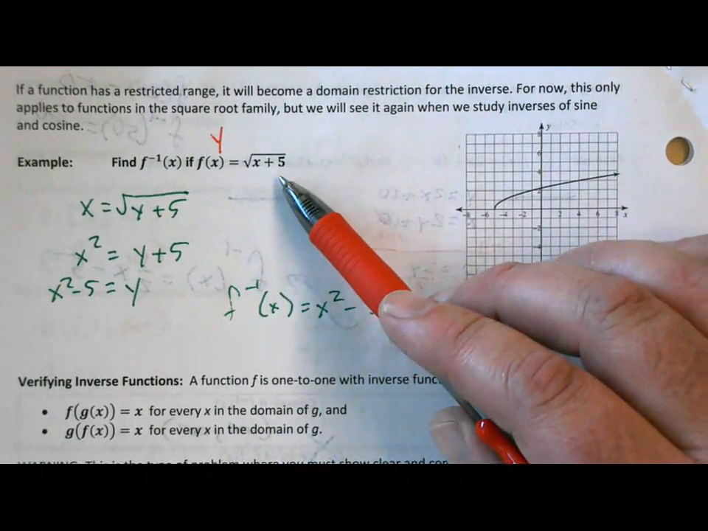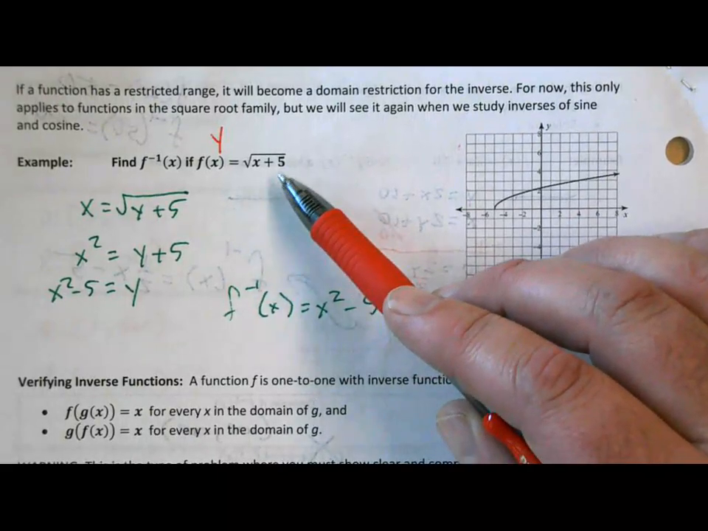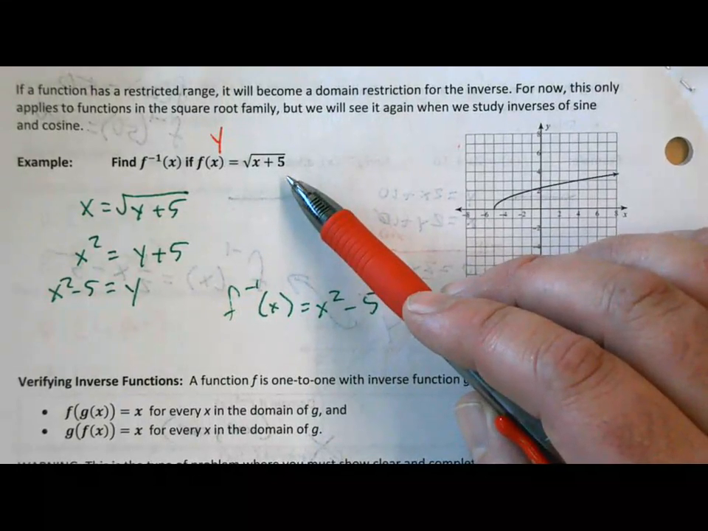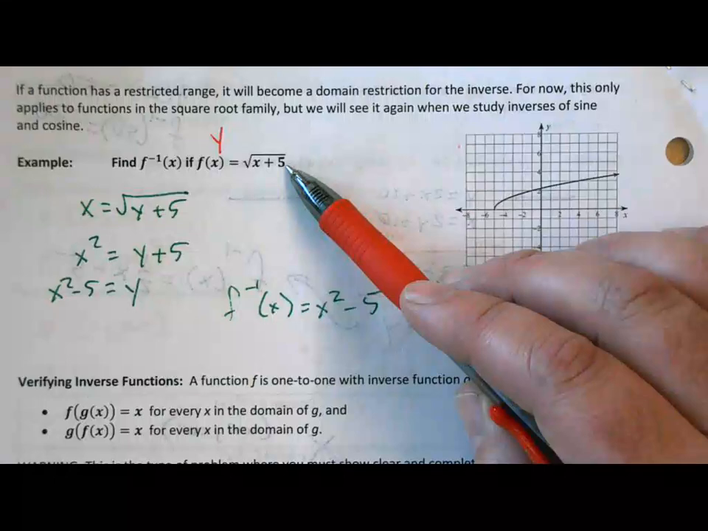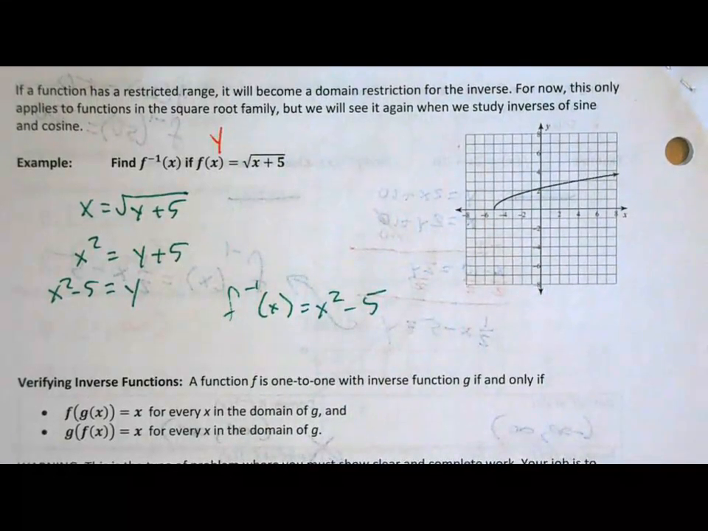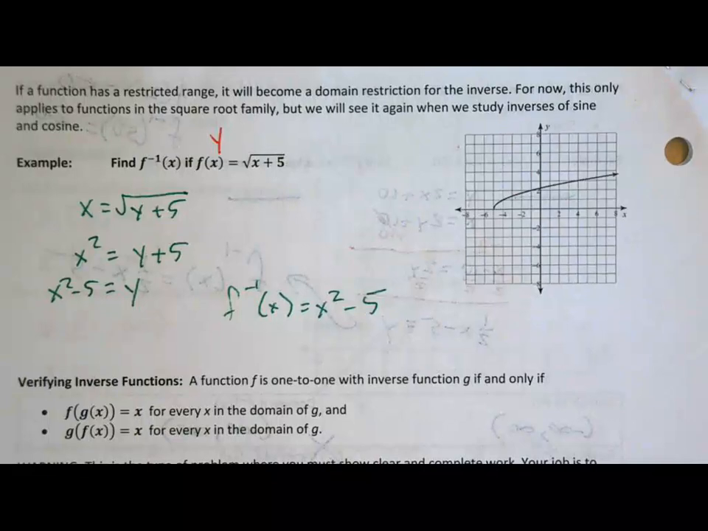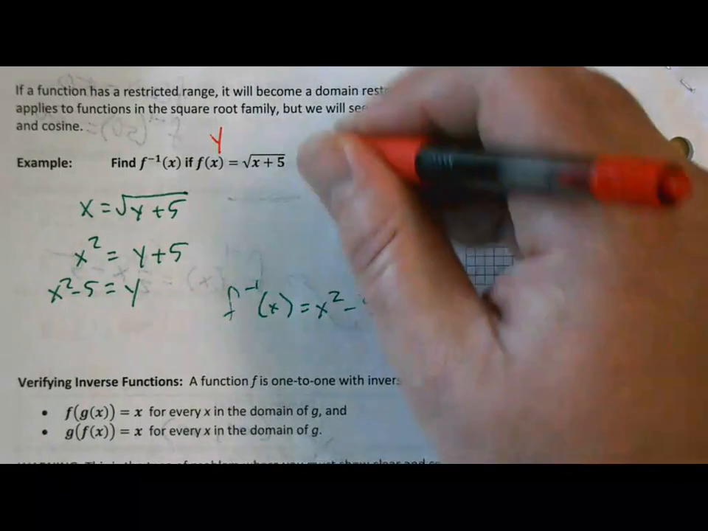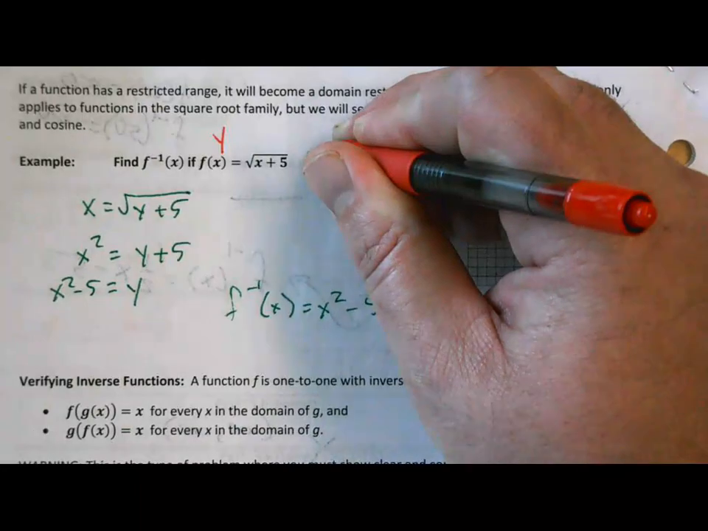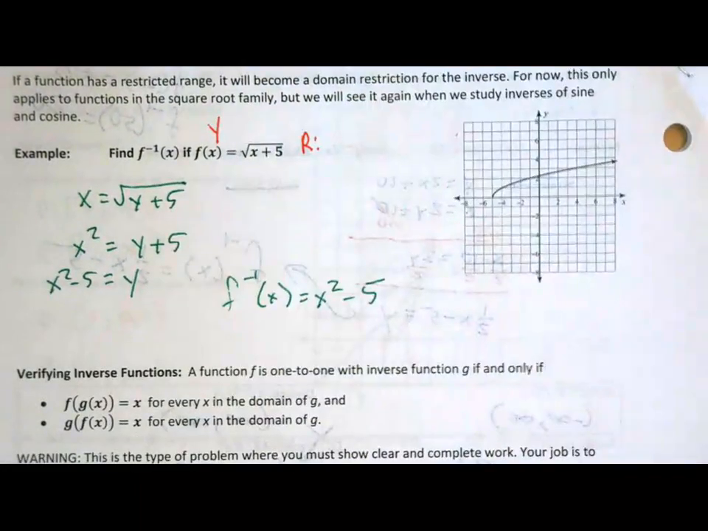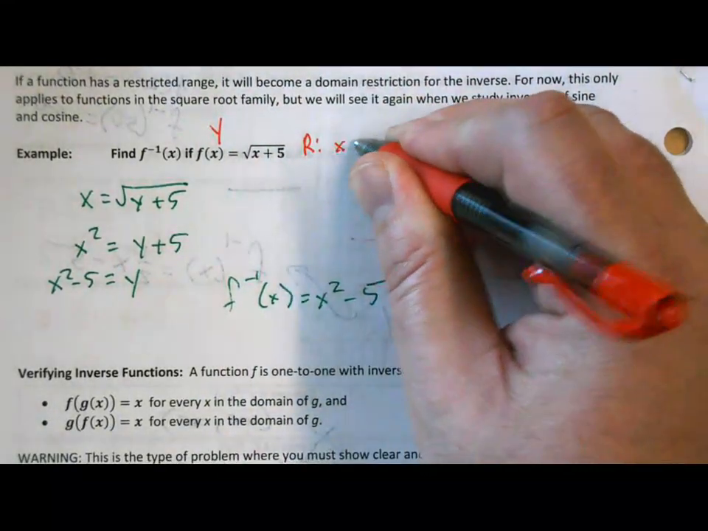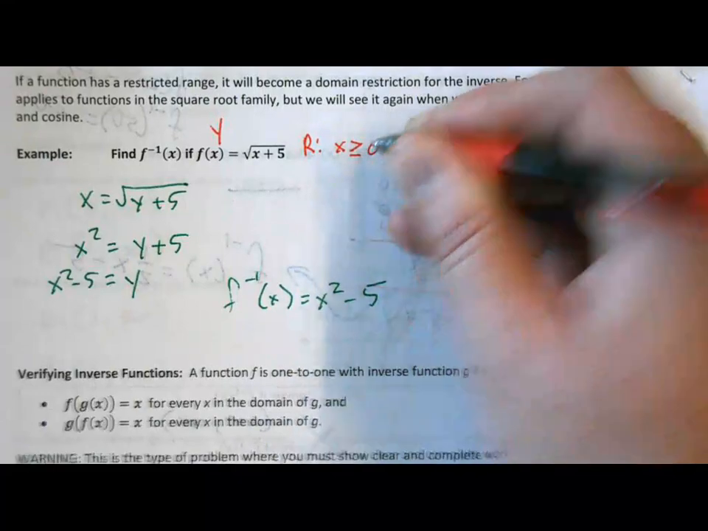Negative 5 plus 5 is 0, and then you would end up getting a 0. Can you think of an input that would give me a negative number for my output? Is it possible to get a negative number out of a square root? No, square roots will never give you a negative number. They can give you a 0, and they can give you all the positive numbers that you want, but they're never going to give you a negative number. So, would you agree with me that the range of this function is y values greater than or equal to 0?